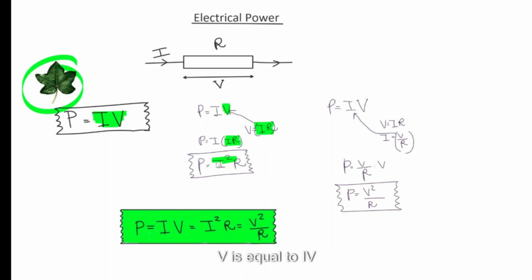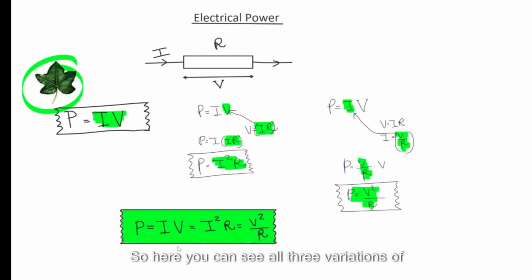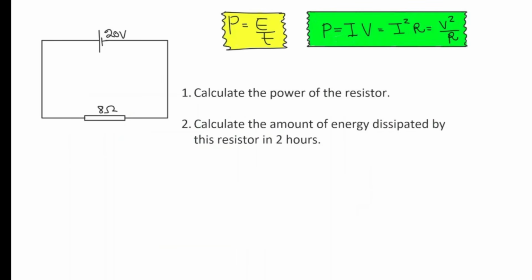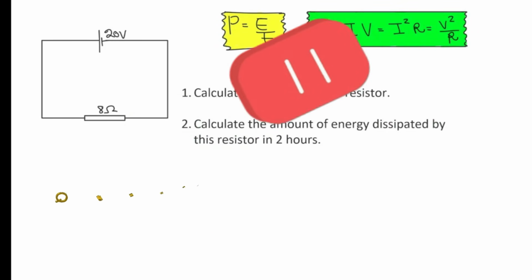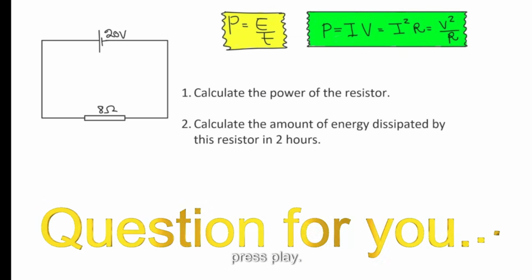Similarly, P is equal to IV, and V is equal to IR. So I is V over R, and I can put V over R here. So here you can see all 3 variations of this formula. Here's a typical exam style question on this. Please pause the video and give it a try. When you are ready for the answer, you can press play.